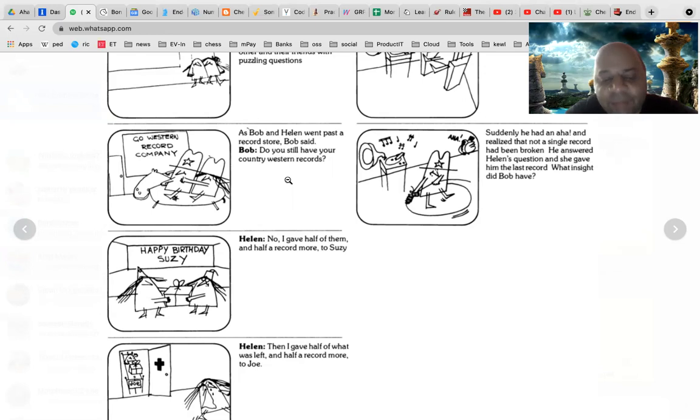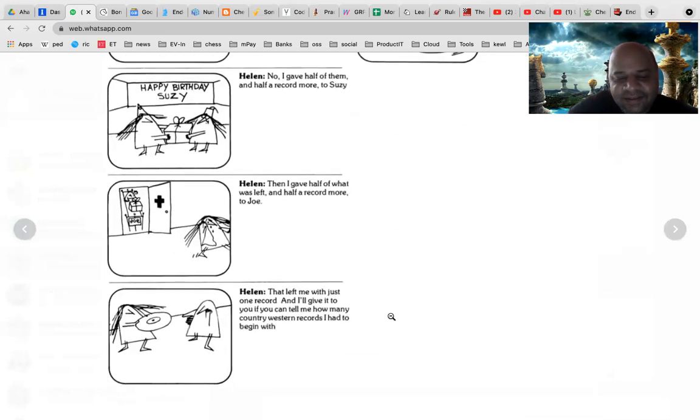Now whatever was remaining, out of that again I gave half of what was left and half a record more to Joe. So once you originally had x, after you gave away x by 2 and half, whatever was remaining, out of that again you gave half to Joe plus half a record. Then that left me with just one record, after I gave both of these people like this.